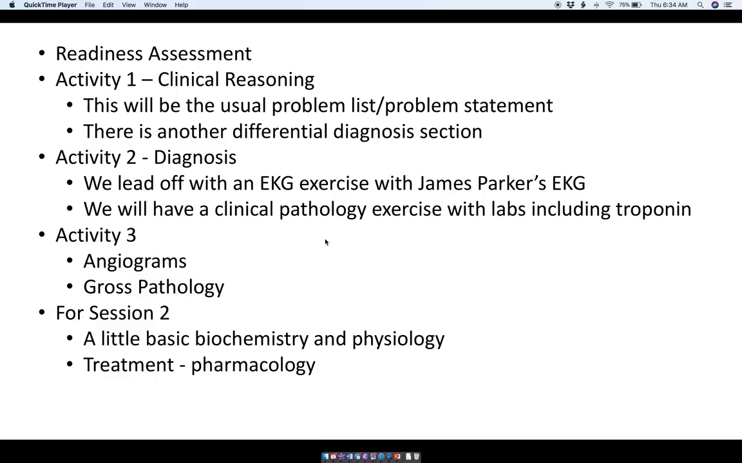For session 2, if you're wondering where it's at, that's where we're going to bring the pharmacology in. So there will be a treatment session. It'll just be in session 2. So we aren't ignoring that, obviously.